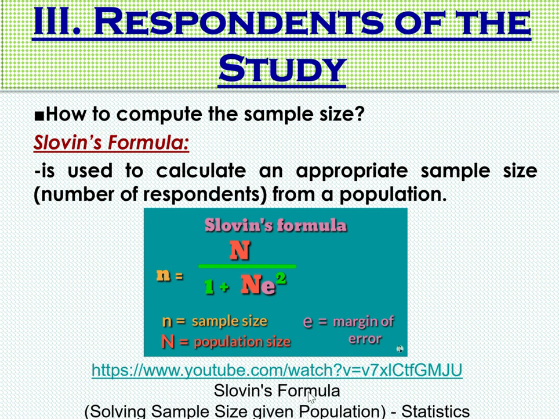Okay, so next thing na dapat alam natin is how to compute the sample size. So we have first the Slovin's formula. So it is used to calculate an appropriate sample size or the number of respondents from a population. So this is the Slovin's formula that we use to calculate the sample. So I will not discuss it further. Instead, I just indicated here the link where you can study the latter independently. Again, dapat alam nyo how to compute for the sample size, and one way is Slovin's formula. So please watch the discussion na lang on how to compute this one. So the title of the video in YouTube is Solving Sample Size Given Population Statistics. And this is the link for that.